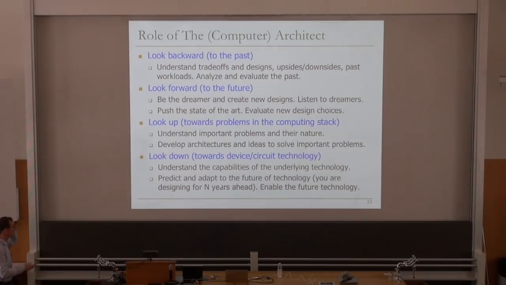And predicting and adapting to the future of the technology is also important because you're designing for N years ahead. Now, design cycles have reduced these days with some of the designs, but if you're really designing something big, usually it's not going to be in the market until N years, maybe 1, 2, 3, sometimes 5, if you're really architecting something from scratch. So you really need to hit that point N years ahead, because technology is changing. If you actually target today's technology, that's not good, right?